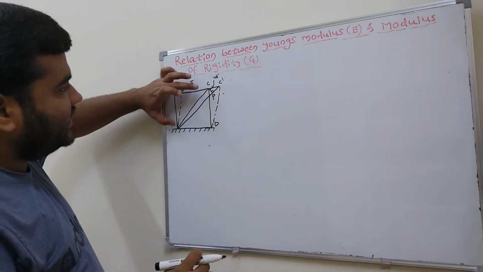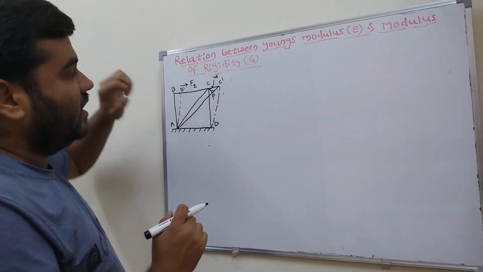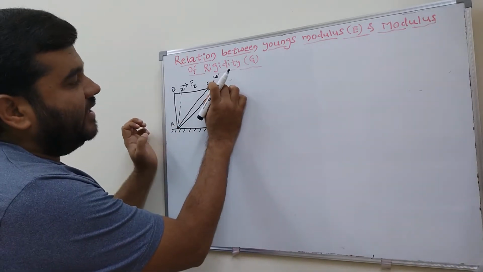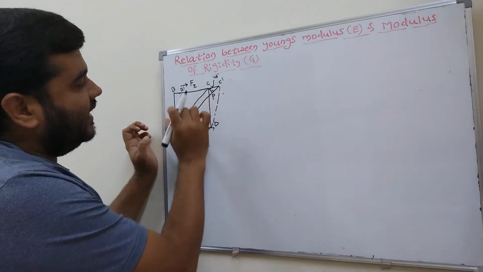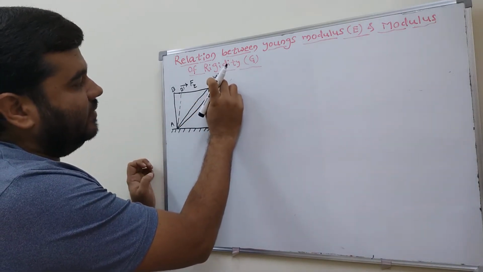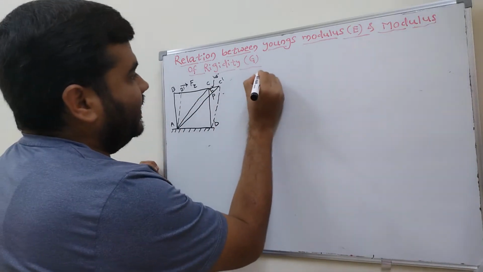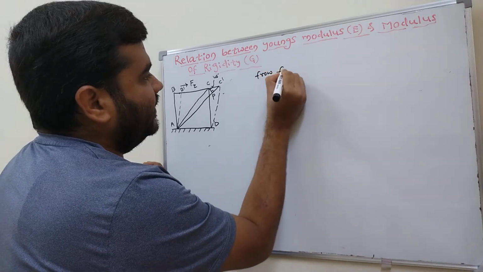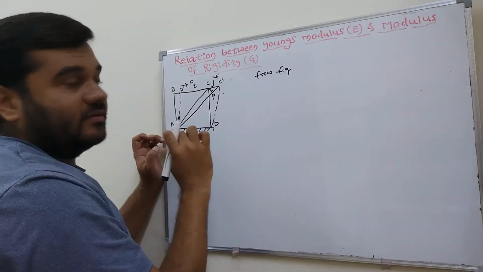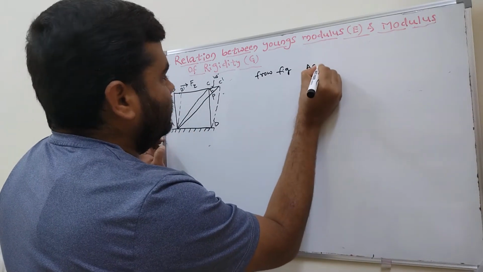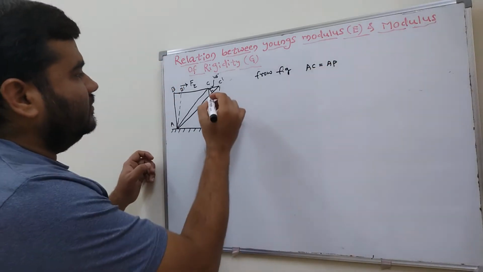See, AC is the original diagonal, AC dash is the diagonal after the deformation. Now we will get the strain. Strain means we know that change in length divided by original length. How much will be the change in length in the diagonal? The change in length will be PC dash, because AC equal to AP. Will you agree? From figure, AC equal to AP, because CP is perpendicular.